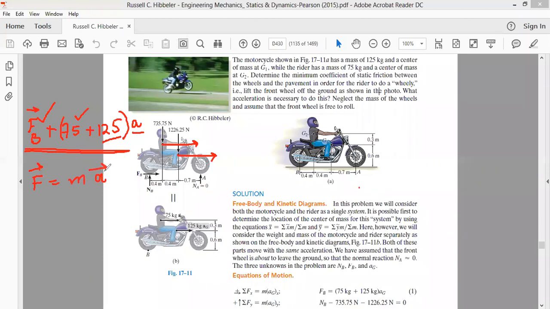F is the product of mass and acceleration. Therefore we can write the mass times acceleration as 75 plus 125, which becomes 200. So 200 multiplied by A. We don't know the acceleration, we have to find this acceleration. This will be the force.